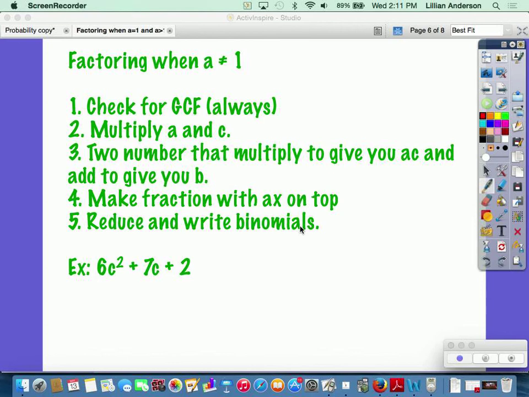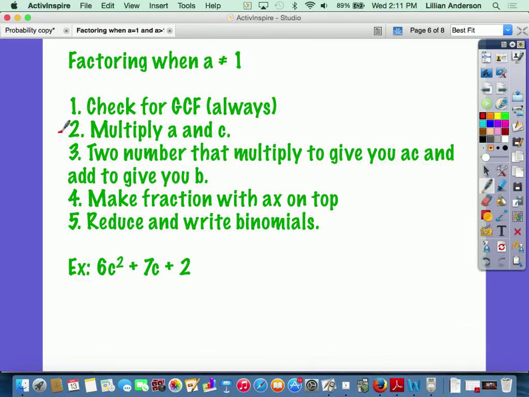So we're going to take a look at a couple of examples, and so you can see how each step applies. So number 1, you have to check for your GCF. Well, if you look, 6c squared plus 7c plus 2, there is no GCF. So that's step 1 done and out. So step 2, you have to multiply a and c together. A is 6, c is 2, 6 times 2 is 12.